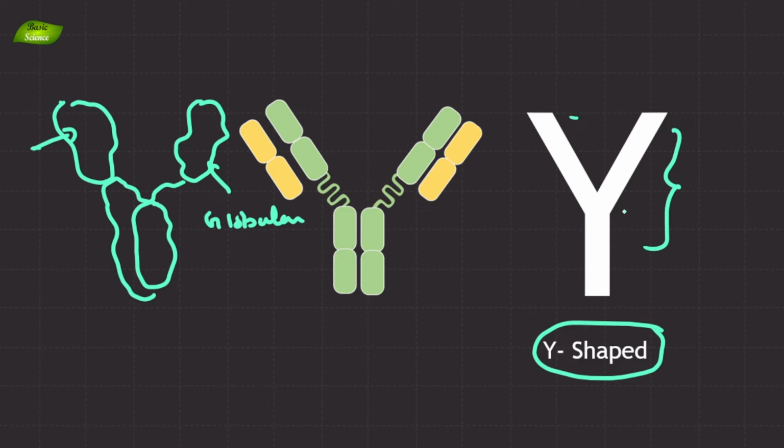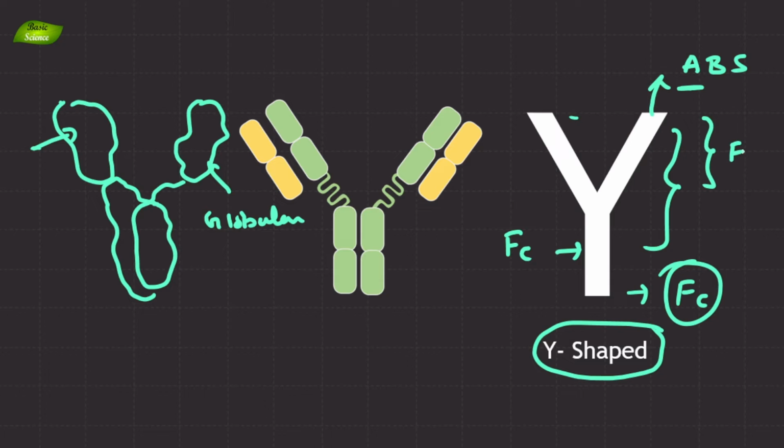So Y-shaped structure, and why is it Y-shaped, what is the significance of that? One significance is that you have the antigen binding site over here, and then it can bind to the Fc receptor in the cell. So this is the Fc region of the antibody, and this is the Fab region of the antibody. Right, antigen binding happens over here. This is the crystallizable part, so that is why it's known as the Fc fragment.